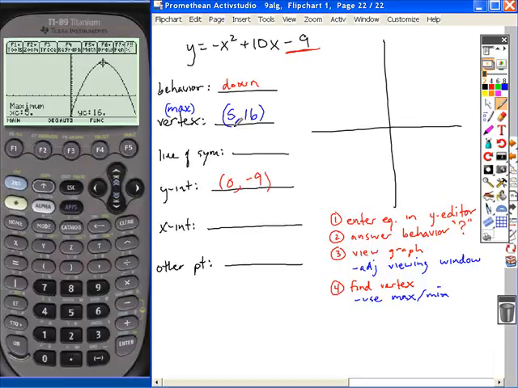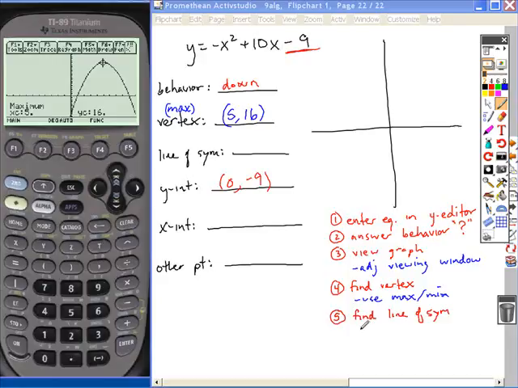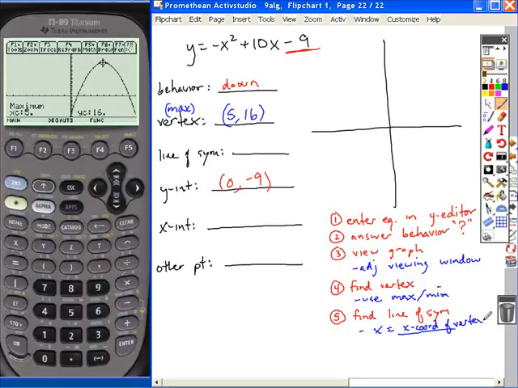Okay, so once you have your vertex, your line of symmetry can be answered extremely quickly as well, because finding the line of symmetry is simply saying x is equal to, and then write in the x coordinate of the vertex, what you just found in the previous step. So here we always begin with the form x equals, and then we just put in whatever number this is, in this case 5.